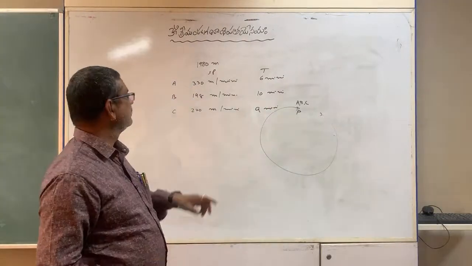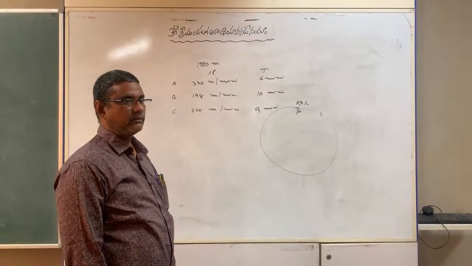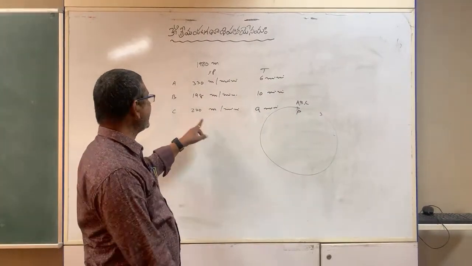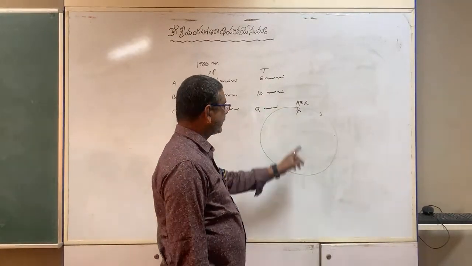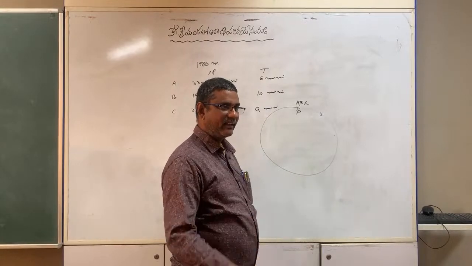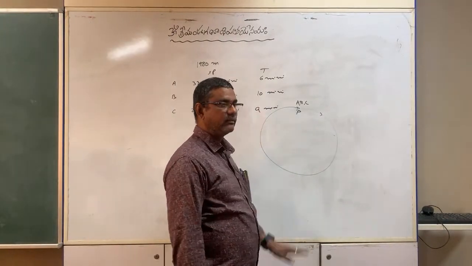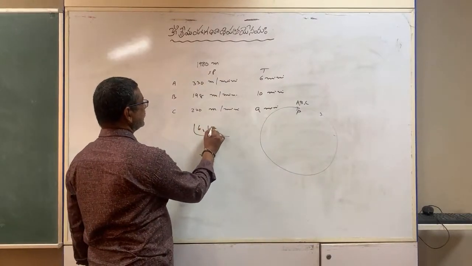Right. Aకి ఒక రౌండ్ వేయడానికి 6 minutes, Bకి 10 minutes, Cకి 9 minutes. అంటే ఒకేసారి స్టార్ట్ అయినా, ఒక్కసారి కలుస్తారు. ఇప్పుడు కలుస్తారంటే ఇమ్మీడియట్గా LCM. Let's see. Find out the LCM of 6, 10, 9.